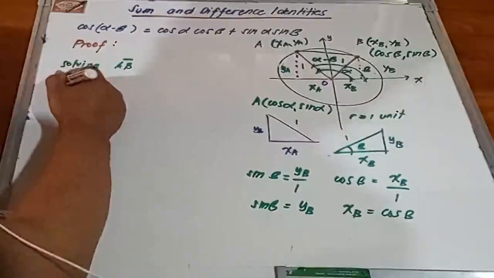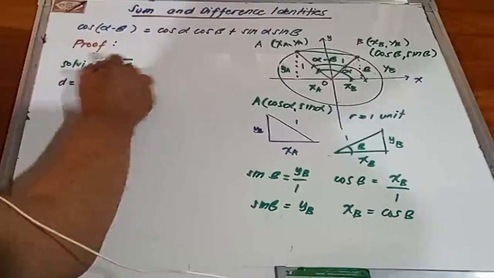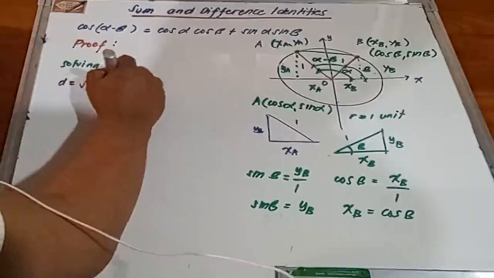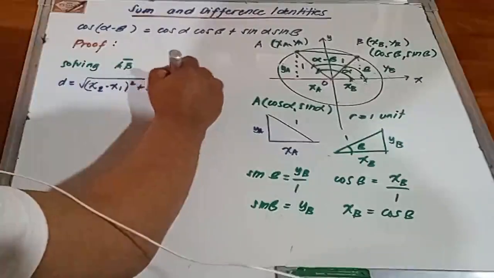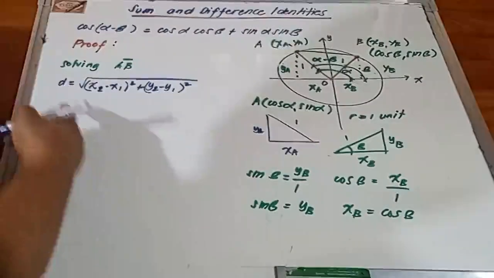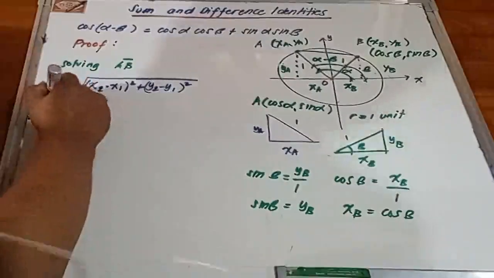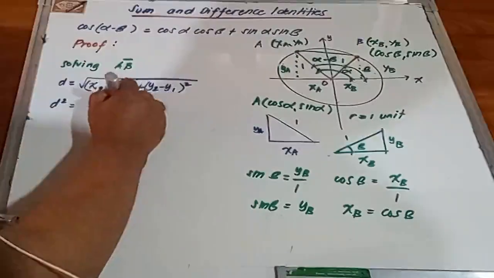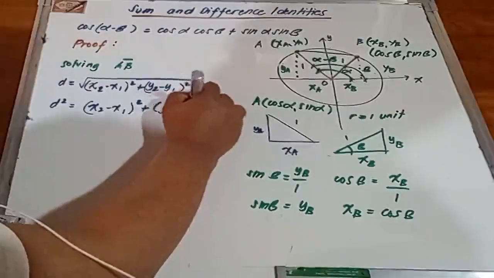Distance formula. So, we have d equals square root of x sub 2 minus x sub 1 squared plus y sub 2 minus y sub 1 squared. Okay? So, pwede natin square na lang yung d para maging wala yung square dun sa kanan. So, we have d squared equal to x sub 2 minus x sub 1 squared plus y sub 2 minus y sub 1 squared.